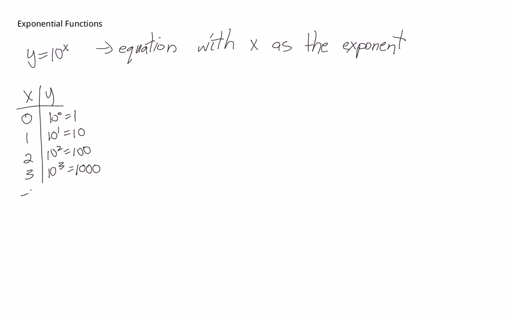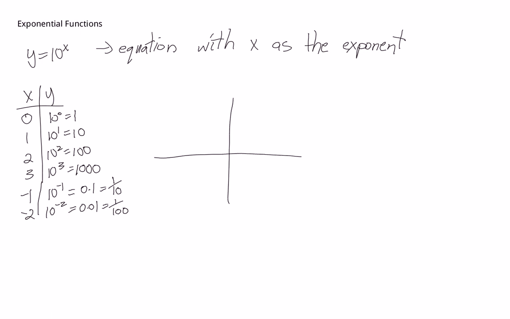So let's try a negative 1. If we put in a negative 1, we'd have 10 to the negative 1, which is 0.1 on your calculator, or 1/10. If we put in a negative 2, we would get 0.01, or 1/100th. So you can see the pattern. As our exponent gets bigger and bigger, we're just timesing by 10 each time, and as we get smaller and smaller, we're dividing by 10.